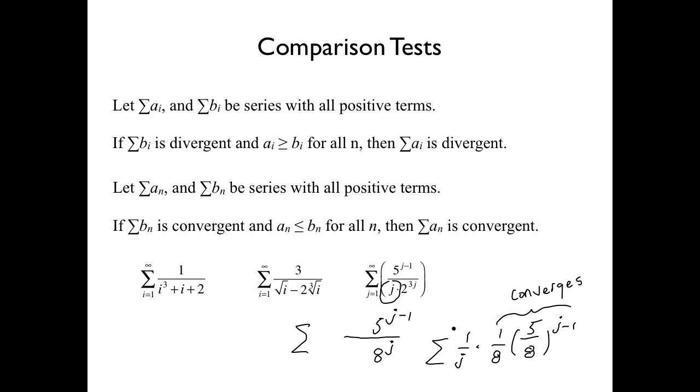Now, because there's this 1 over j here, we have no idea what this sums to. It's not a geometric series anymore, and we have totally different terms, so we don't know what it sums to. But we can conclude that it converges.